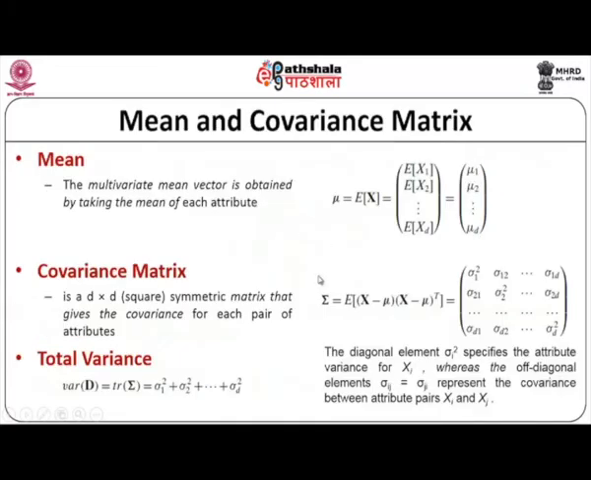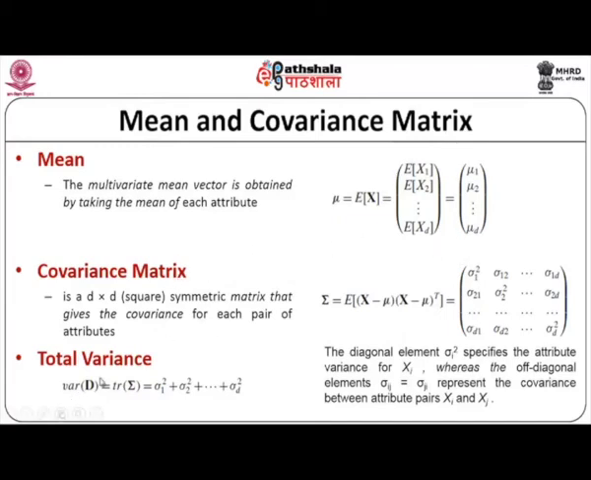For multivariate data, similar to univariate as well as bivariate analysis, we can derive various metrics like mean, covariance and total variance. The mean for multivariate data will end up with a number of means according to the number of attributes. Suppose we have d attributes, then we will end up with d means. The covariance matrix is going to be a square, symmetric matrix of dimension d by d, since we have d attributes for the data.